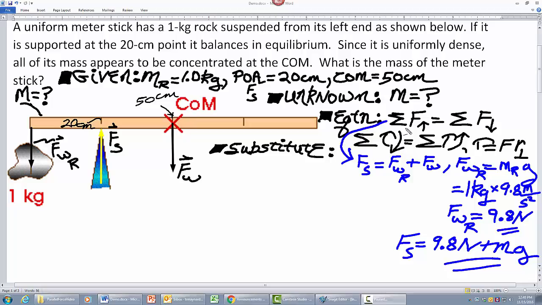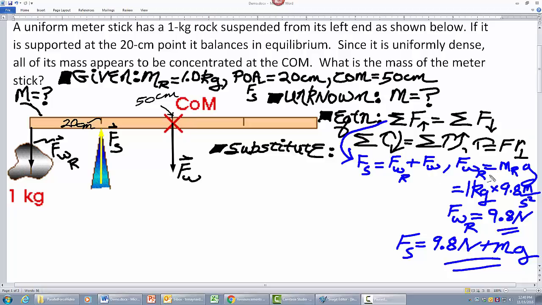Substituting in, first of all, for the sum of the upward forces is equal to the sum of the downward forces in magnitude. The only upward force is the support force, so we write F sub S. On the other side, the downward forces are the weight of the rock and the weight of the meter stick. These forces must be balanced. So we have the force of the supporting member is the weight of the rock plus the weight of the meter stick.